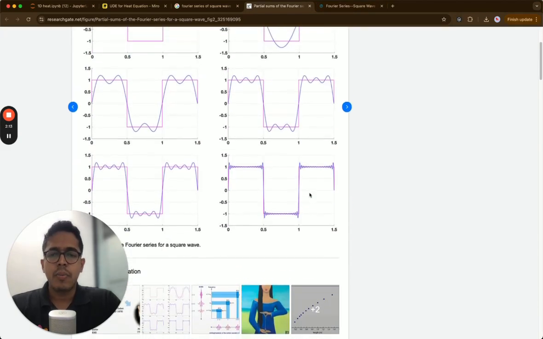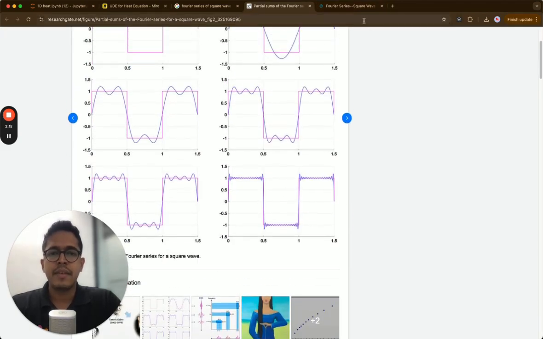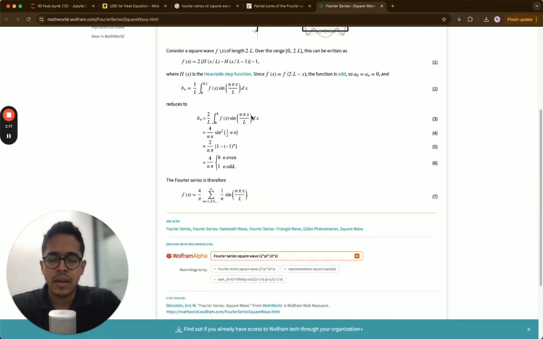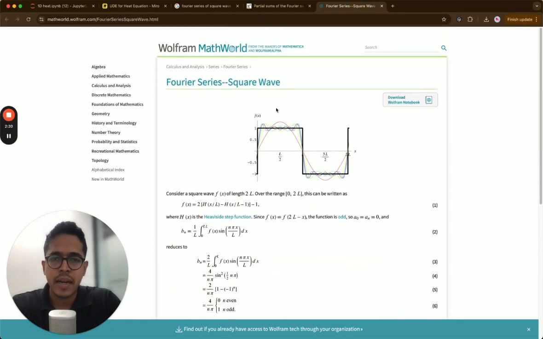I don't know how many waves are superimposed here in this example. Maybe this page will give us some idea perhaps.